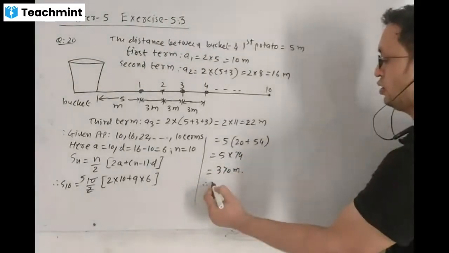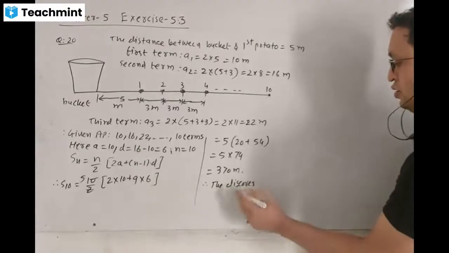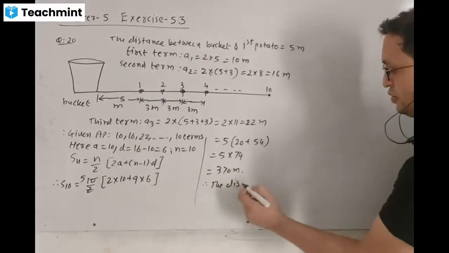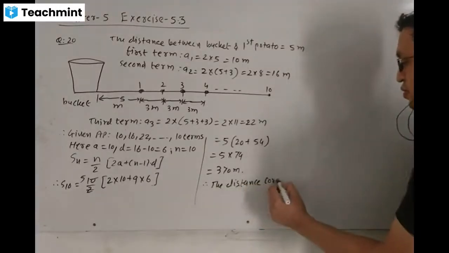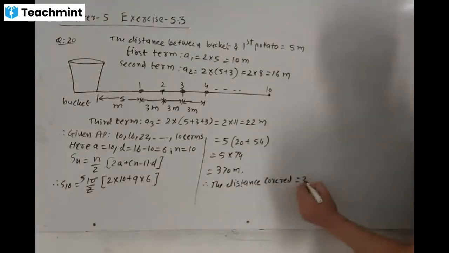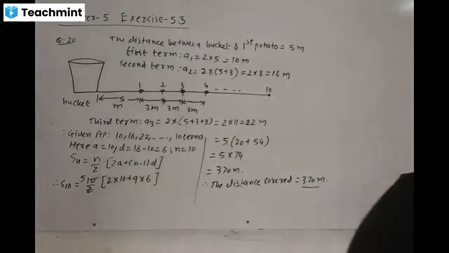Therefore, the distance covered to put all 10 potatoes in the bucket is equal to 370 meter.